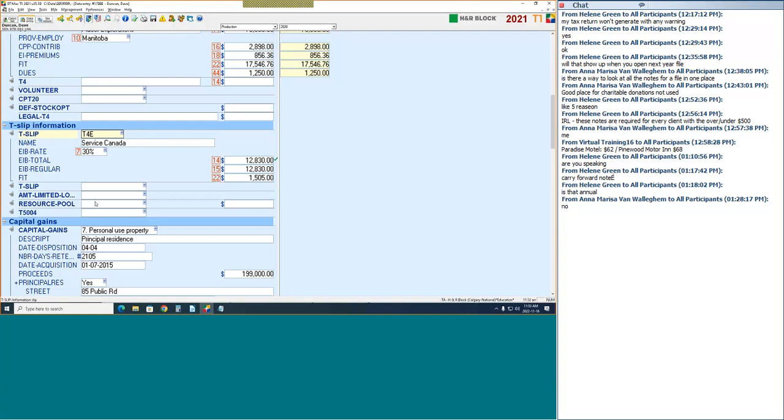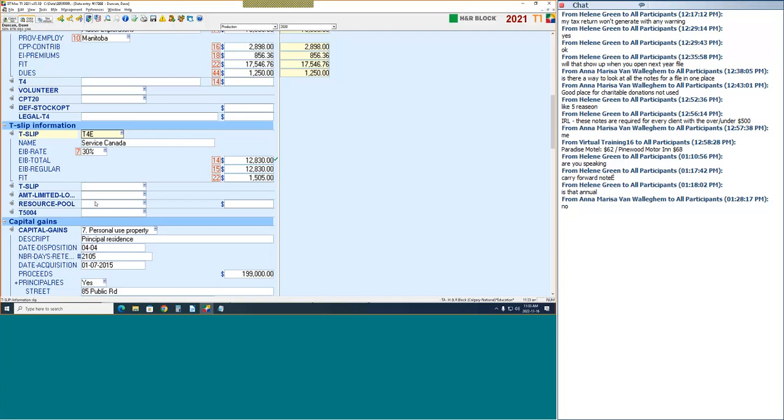A few other things. If you have a T5 slip or a T3 slip, remember it might be reported in a different currency. When you do the autofill my return, the CRA will not tell you what currency it should be, and you're going to have to look at the slip itself, identify the currency, and if it was reported in US dollars, you're going to have to reflect that.